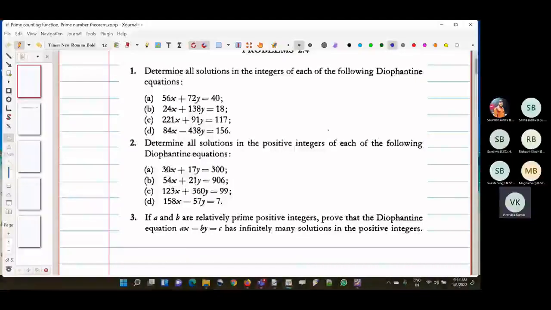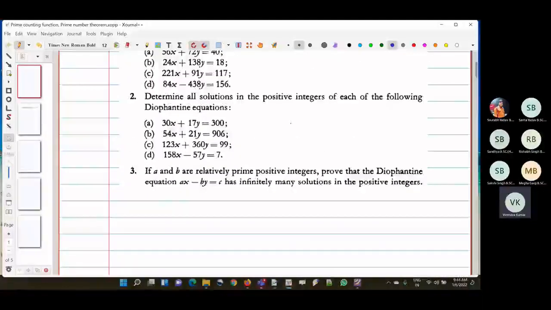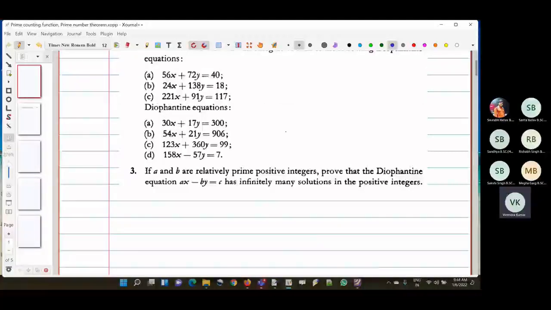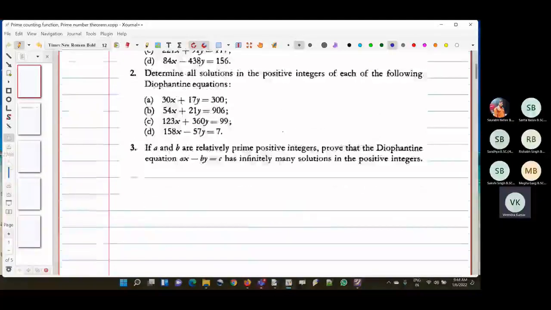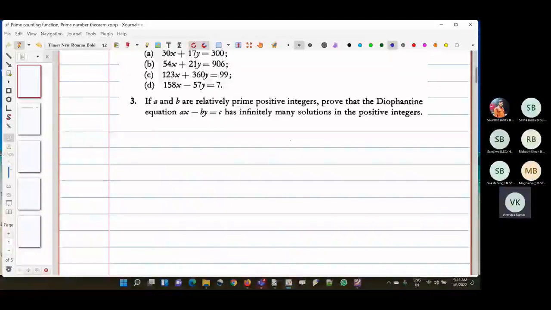Then we have a second question also. They want positive integers as solutions. This you can also do by imposing certain conditions on them. So the first and second you can do very much; I think there is no problem. But for the third, let us see how we can proceed.